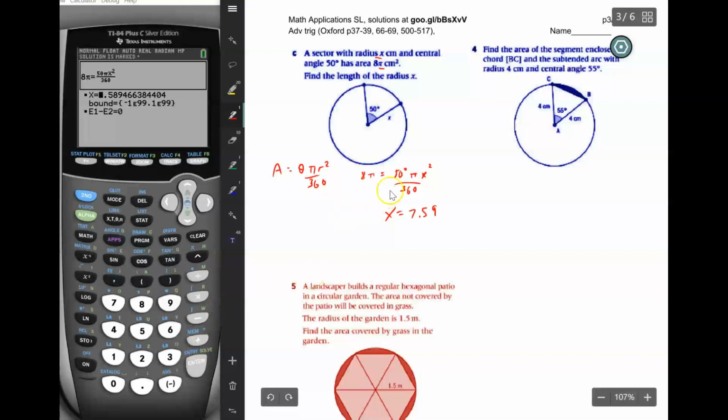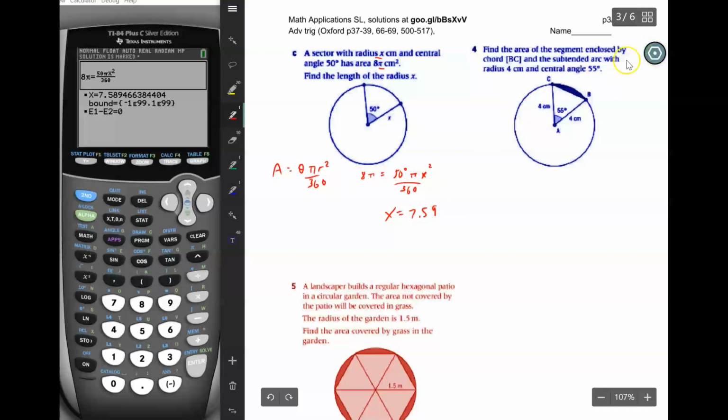So if I wanted to solve this using algebra, I would multiply both sides by 360. I would divide both sides by 50. I would divide both sides by pi. And then I would take the square root of everything. Okay? All right.